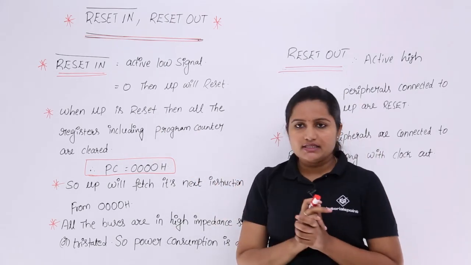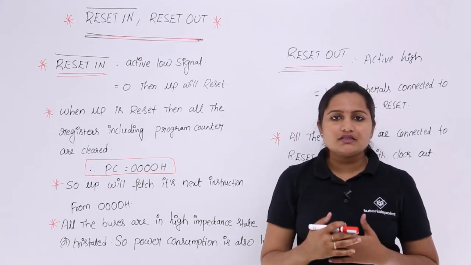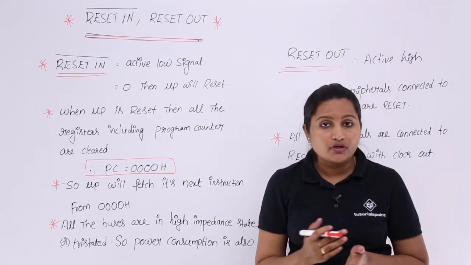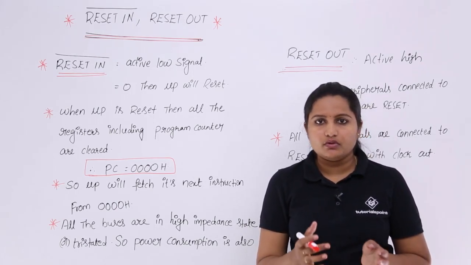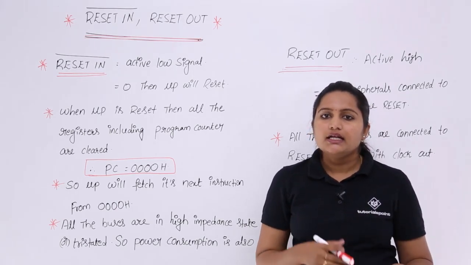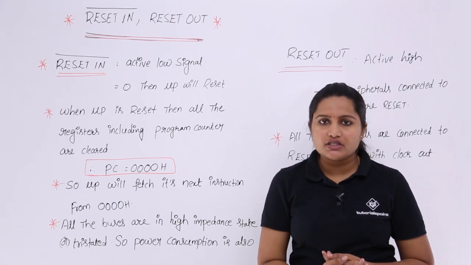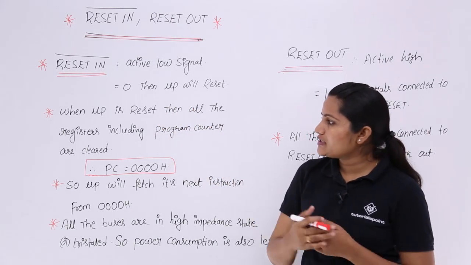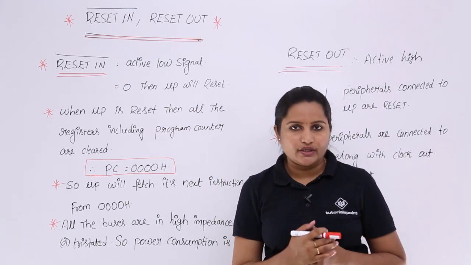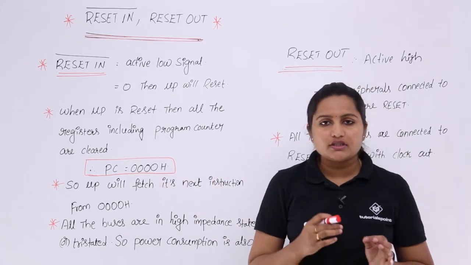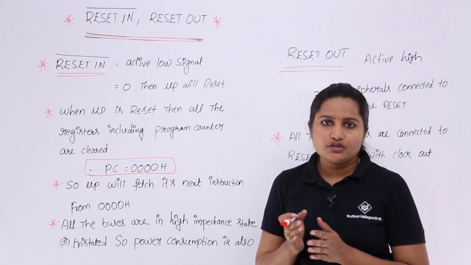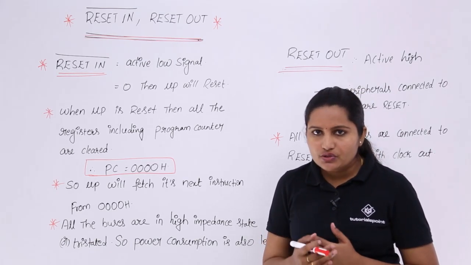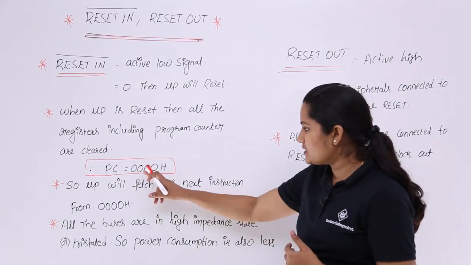When the microprocessor is reset, all the registers of that microprocessor are going to reset along with the program counter. The program counter is also one type of register that holds the address of the next instruction that is going to be fetched. When the microprocessor is reset, all the registers including the program counter are reset, and the program counter will show 0000H. Then definitely the microprocessor is going to fetch the next address as 0000H.